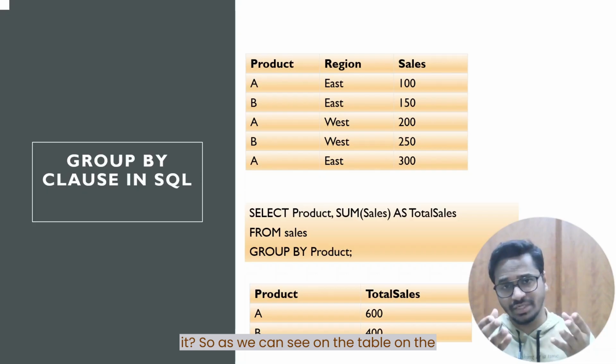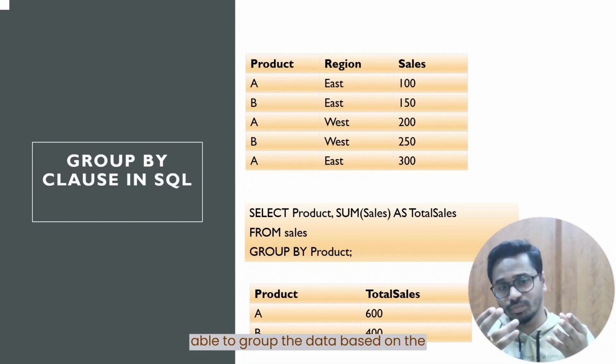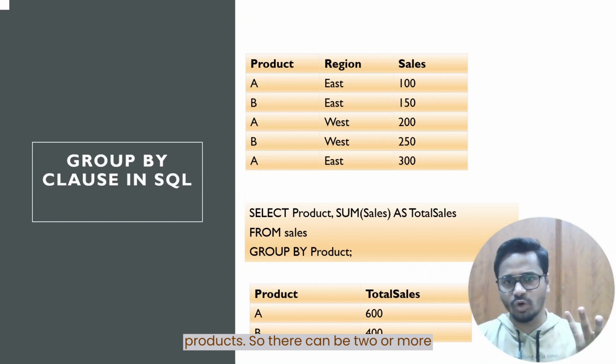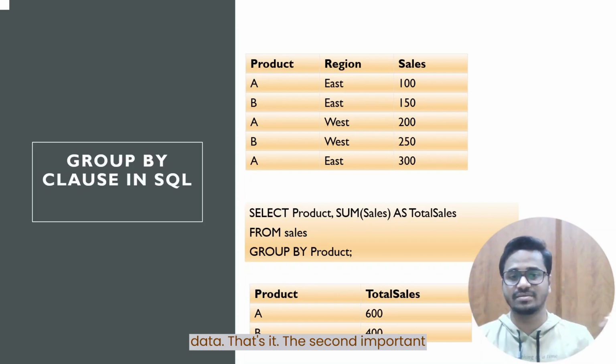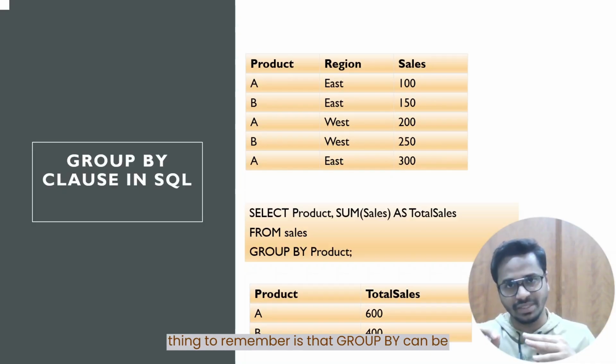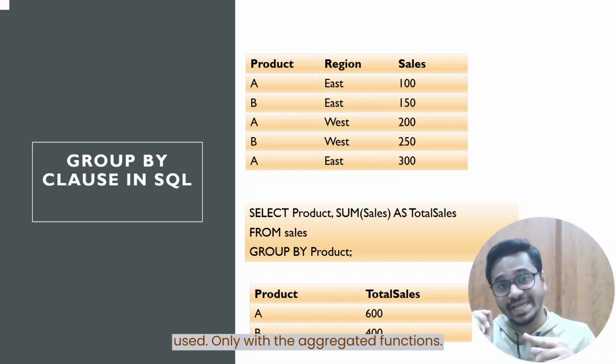So as we can see on the table on the screen, it has got product A and B, and we are able to group the data based on the products. So there can be two or more products, but basically it can group the data. That's it. The second important thing to remember is that group by can be used only with the aggregated functions.